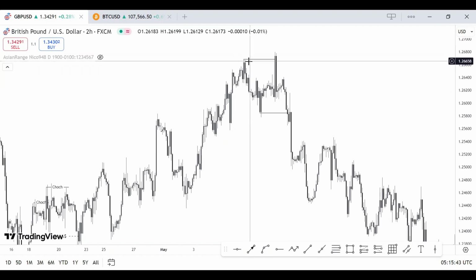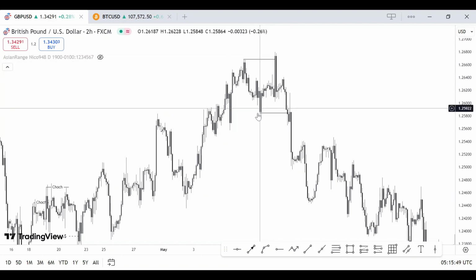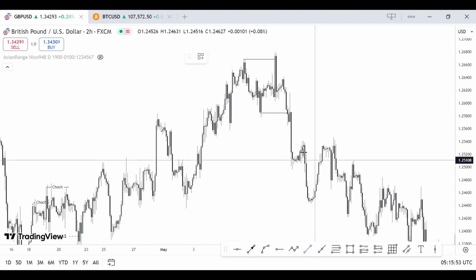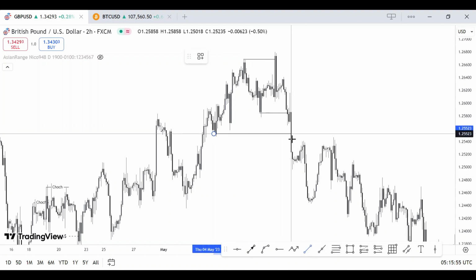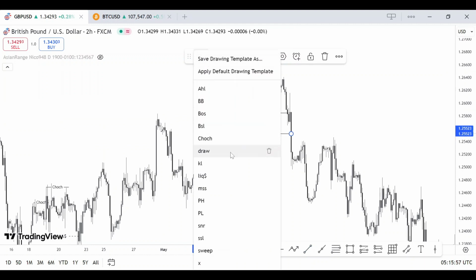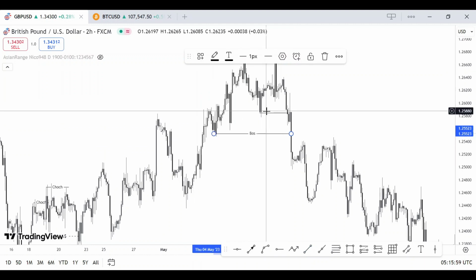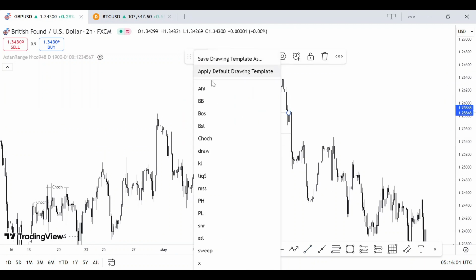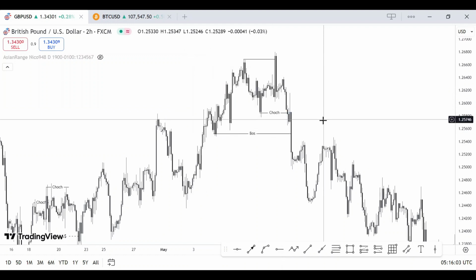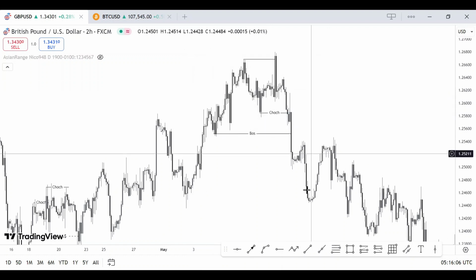Price came, swept this old high, which is your buy side liquidity. Then price came back, shifted to the downside, creating a change of character here and a break of structure here, also, and a break of structure here.